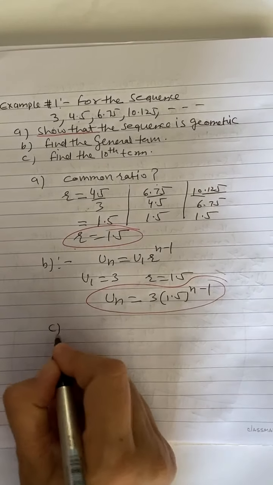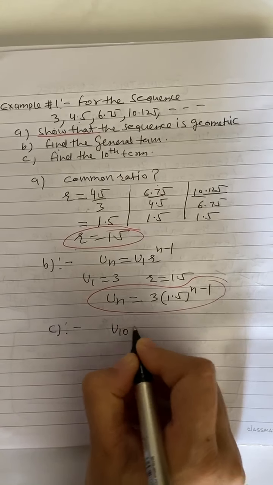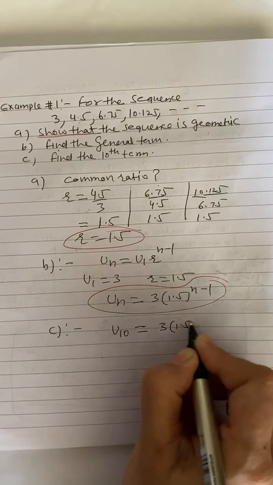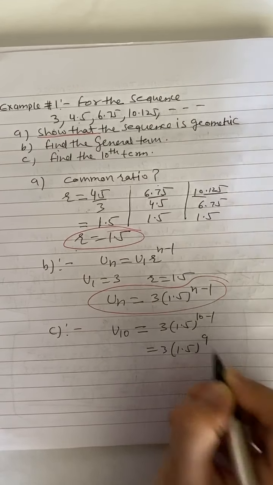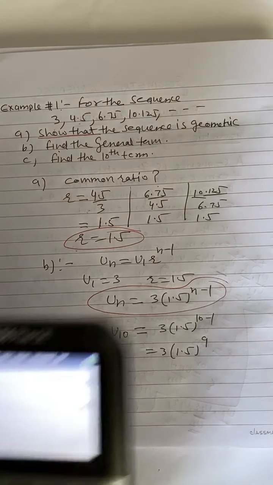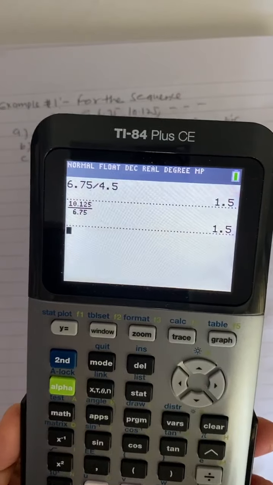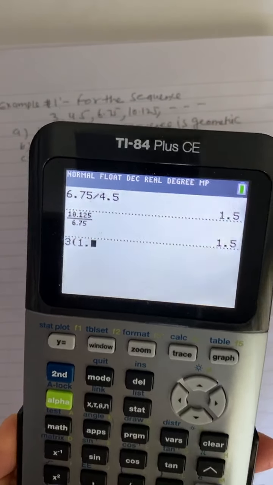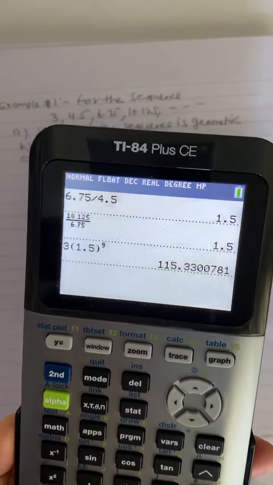And now part C, they want you to find the 10th term, which means I will substitute n by 10. So that's 3 times 1.5 to the power of 9, and this is your answer. Now you need to use a calculator. You can enter this in the calculator, so you can do 3 times 1.5 raised to power 9. So you can find it like that.